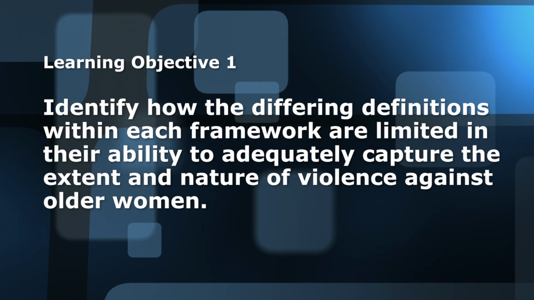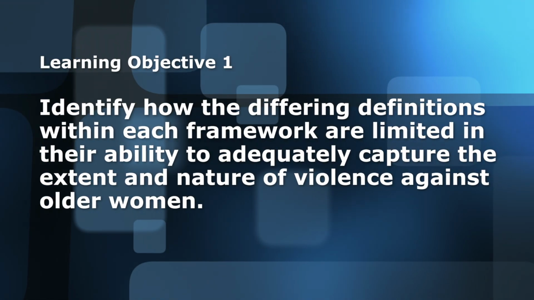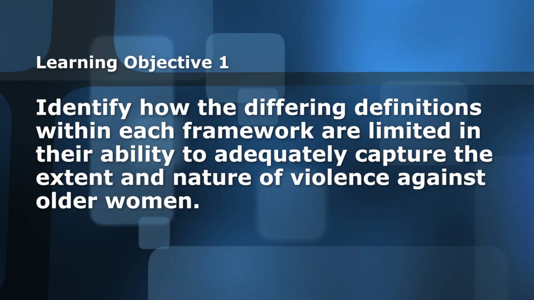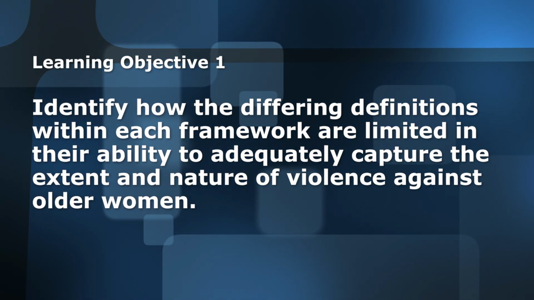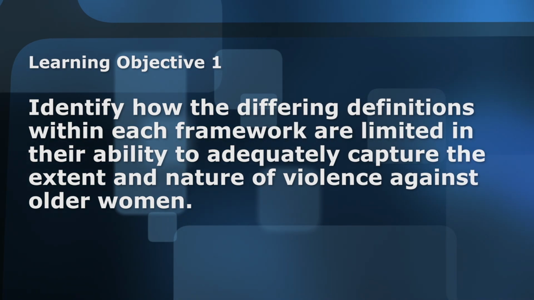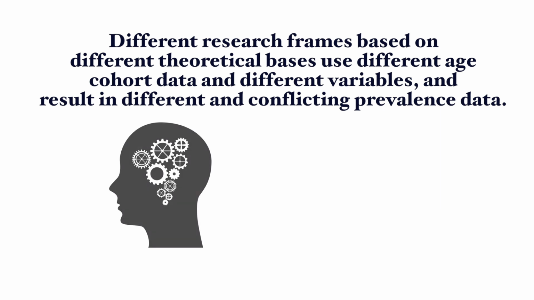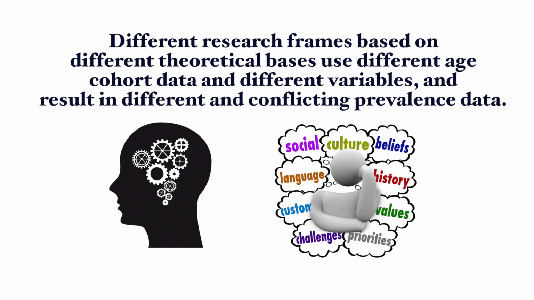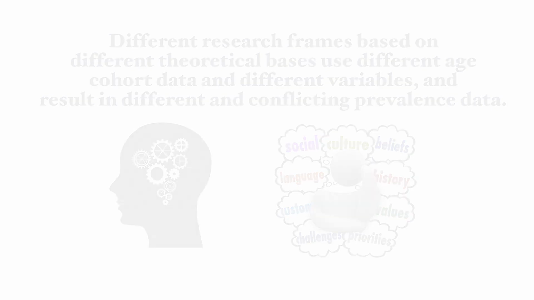To begin, our first learning objective is to identify how the differing definitions within each framework are limited in their ability to adequately capture the extent and nature of violence against older women. One of the challenges looking at research to date on older women and abuse is that there are differing theoretical perspectives, I'm going to suggest, and differing social research frames based on different theoretical bases use different age cohort data and different variables and result in different and conflicting prevalence data.